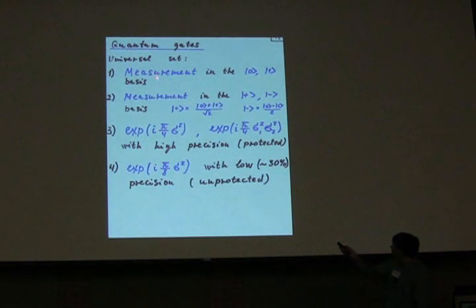But if the first three gates are implemented with high precision, the required precision here is relatively low. It's about 30%, and actually it may be as bad as 50%. That would still work.